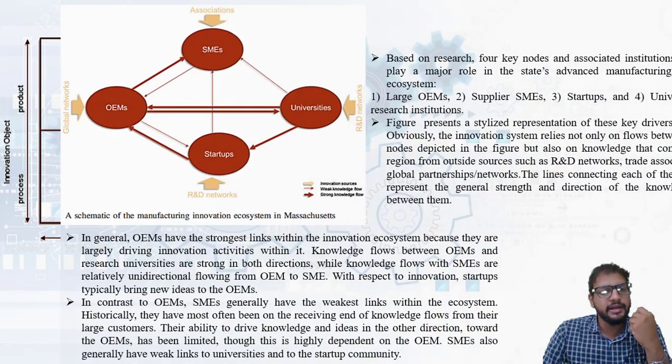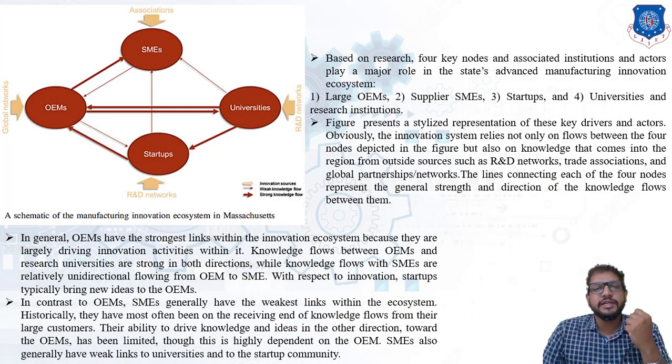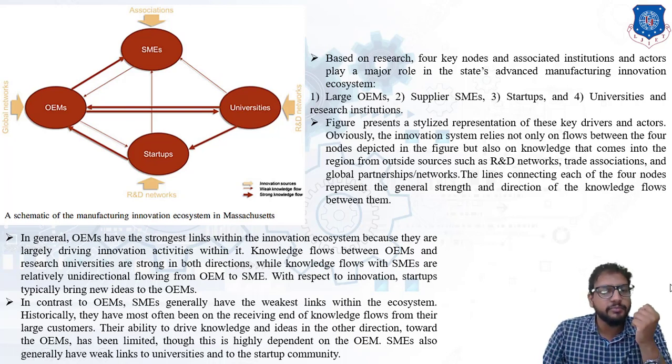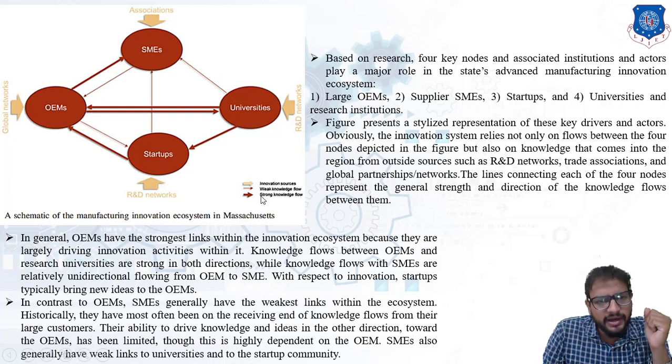Now let us move on and see the manufacturing innovation system which has been accepted in Massachusetts, that is in Boston, America. You can clearly see the companies which are shown: SME, small and medium sized enterprises, OEM, original equipment manufacturers, then startups and universities. We have to understand this diagram very clearly. Okay, guys, now observe carefully in this diagram. You can see that links are connected and arrows are shown. Over here it is clearly mentioned that this arrow, which is shown by a thick line, is the innovation sources.